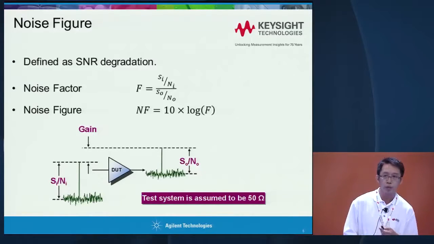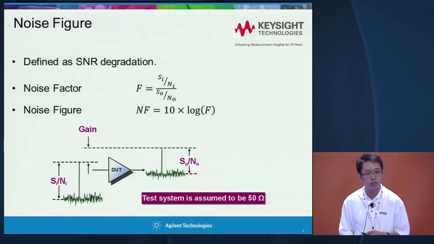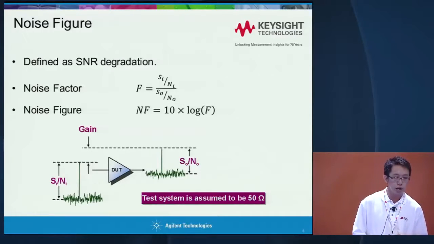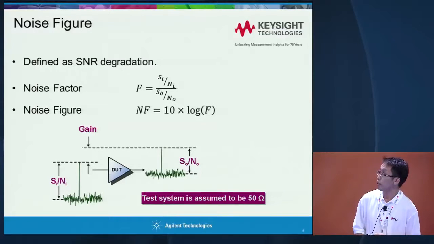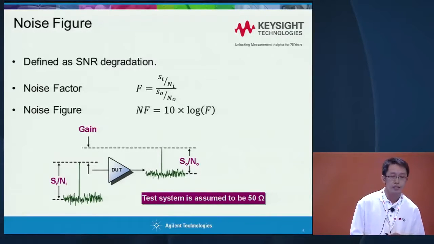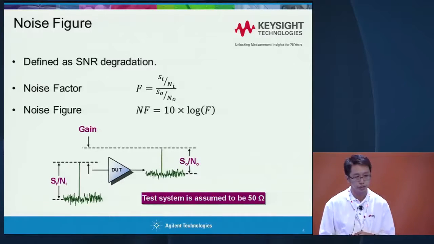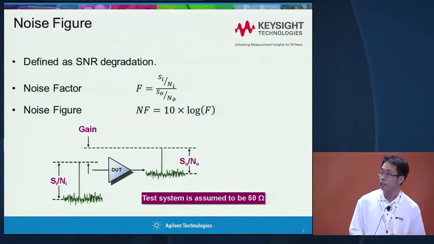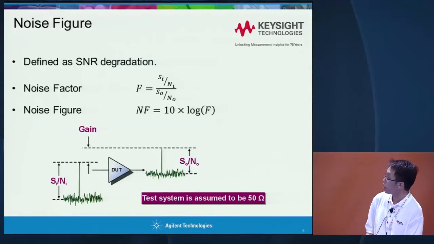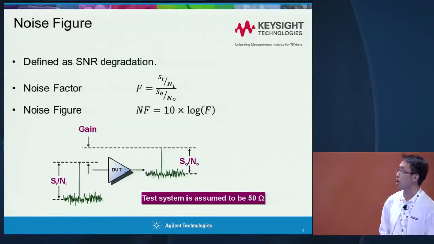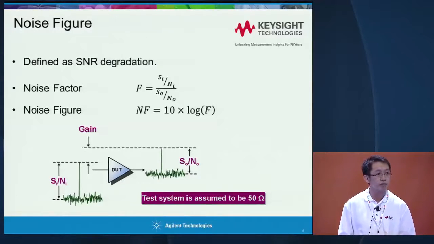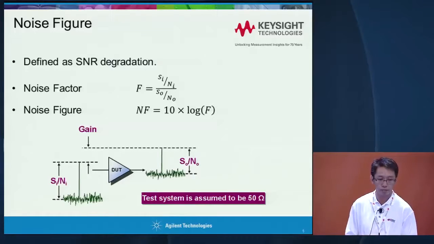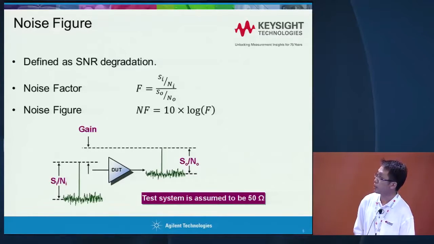In order to address the noise issue, we need to be able to quantify the effect of noise. One of the ways for us to quantify the effect of noise is noise figure and noise factor. Noise factor is defined as the degradation of signal-to-noise ratio. It's the signal-to-noise ratio at the input divided by the signal-to-noise ratio at the output. It's a parameter by which the performance of an amplifier can be specified. Noise figure is the noise factor in log form and is expressed in decibels.